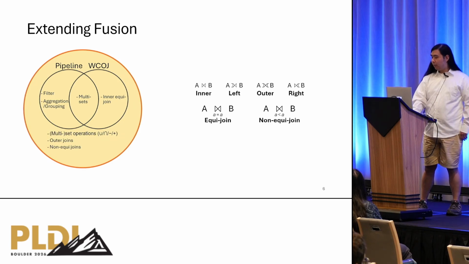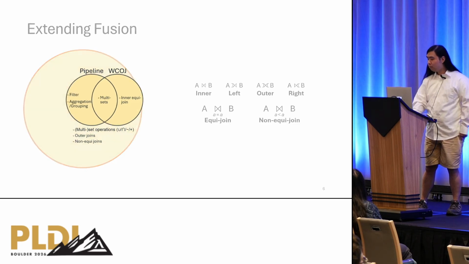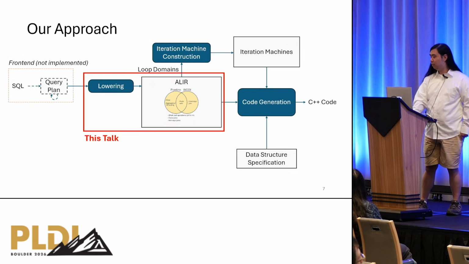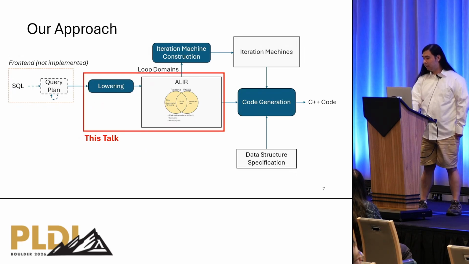Having a unified compiler for all of these operations requires a powerful compilation scheme where most of the complexity comes from these new operators. So let's look at the overall flow of the system using our compiler approach. First, the front end translates a query written in SQL into a query plan, where we do not implement this, and we assume that this is already present.